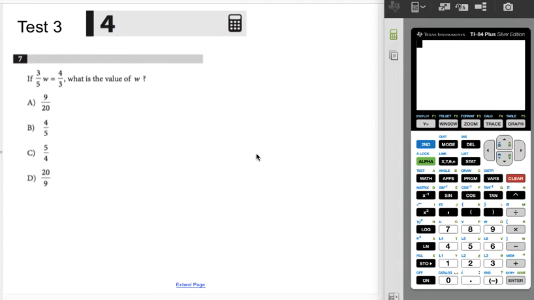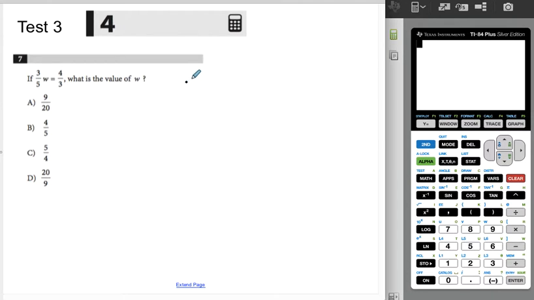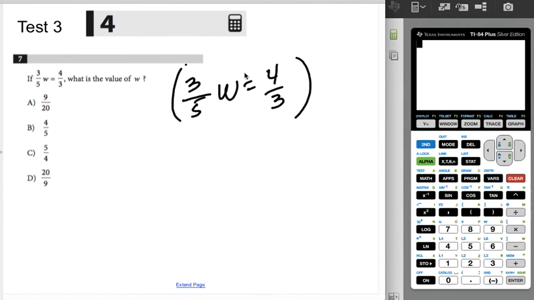So there's a couple ways to do this. You could solve for W, which is probably what I would suggest you do, or you could just plug in the answers and see which one of them gives you 4/3, right? If you do 3/5 times that answer. I would solve by multiplying by essentially 5/3, right? Multiply by the reciprocal. So I get W equals 20/9, which is answer D.